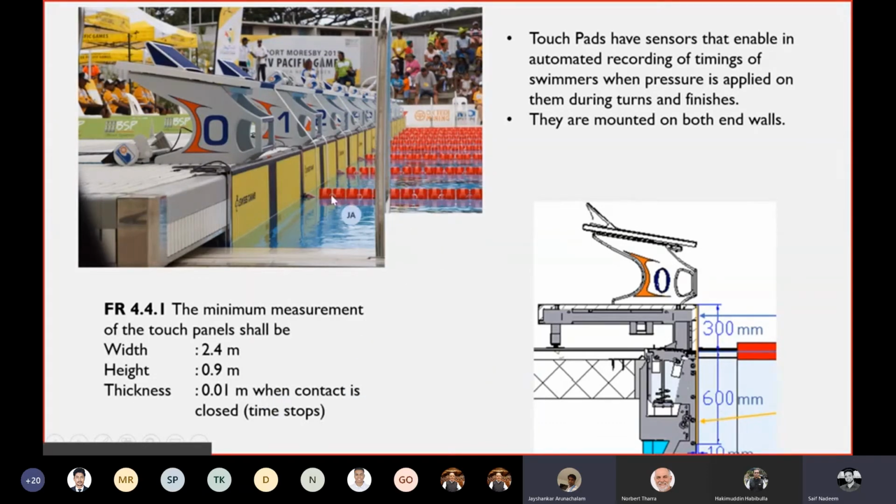They are mounted on both the end walls, and it works on a sensor where when the swimmer applies any pressure, it creates a contact and records the timeline. So this is called the touchpads.